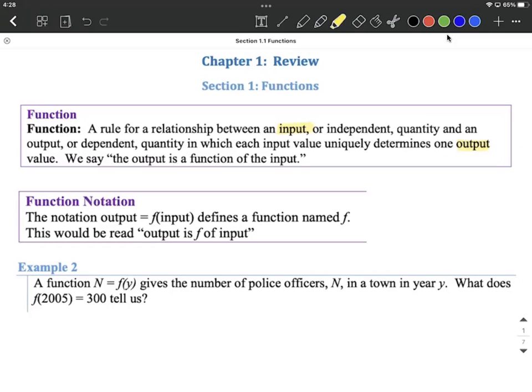Now, function notation, our typical name for a function is going to be f, but we're going to input something into the function. It's going to go inside a set of parentheses typically, and then it's going to output something different. All right. So we can read this off as output is f of the input. Makes more sense when you actually have numbers coming with it.